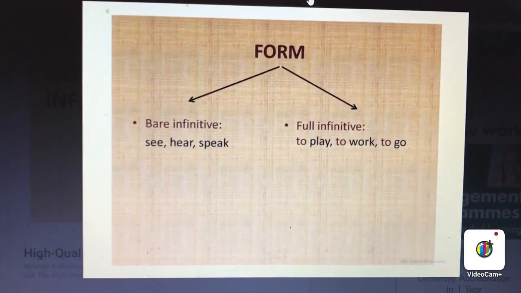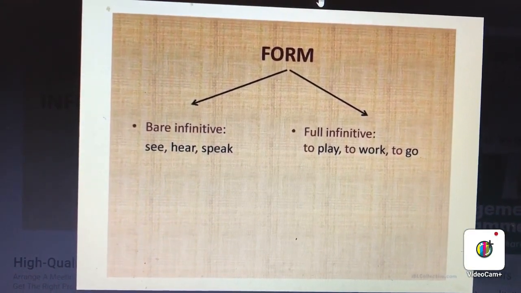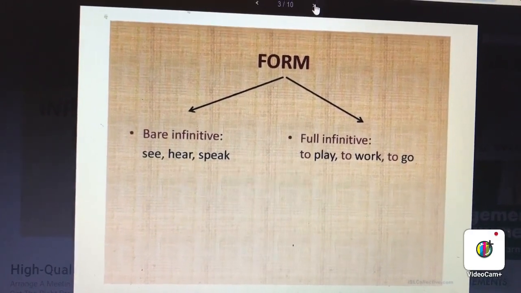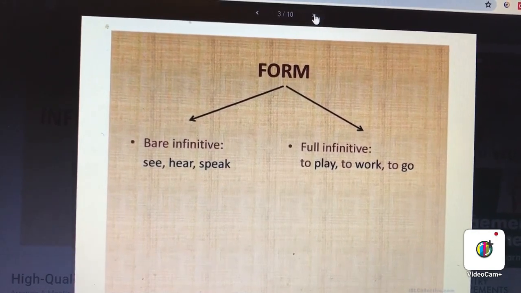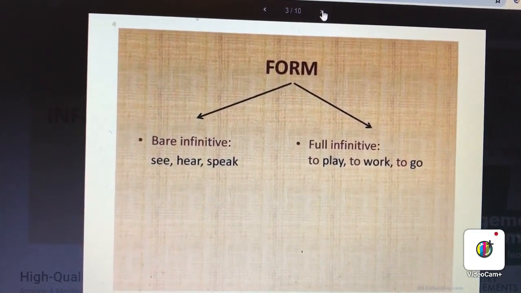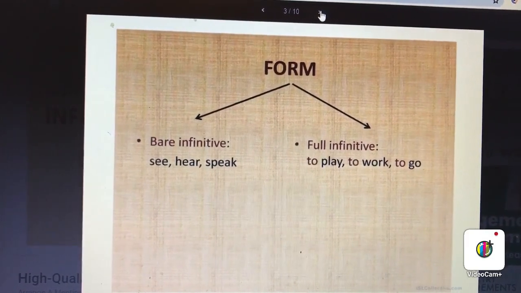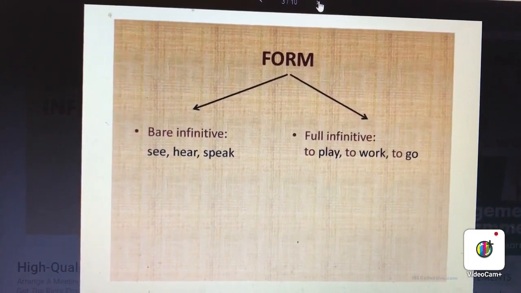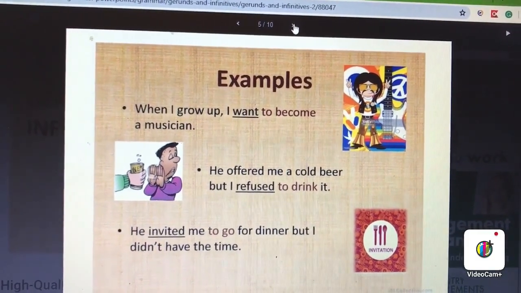For example, just look over here. We have bare infinitives, which is the first form: see, hear, speak. All these actions, all these verbs are bare infinitives. But when we add to with this, to play, to work, to go, to speak, to hear, it becomes a full infinitive. Let's check these examples over here.